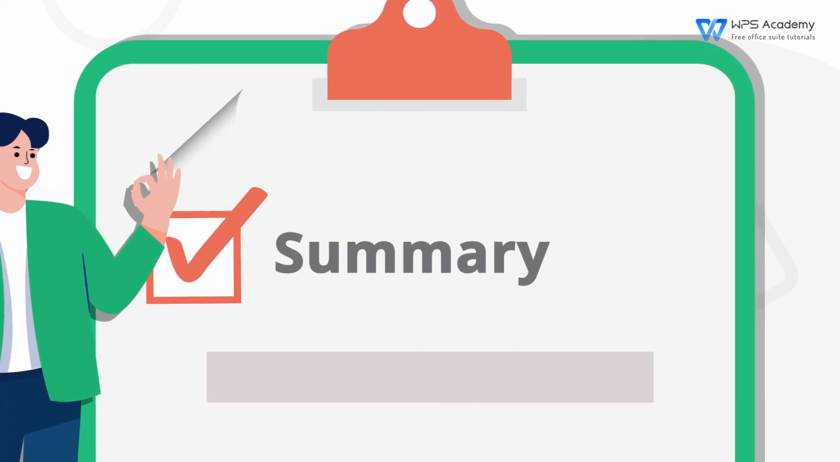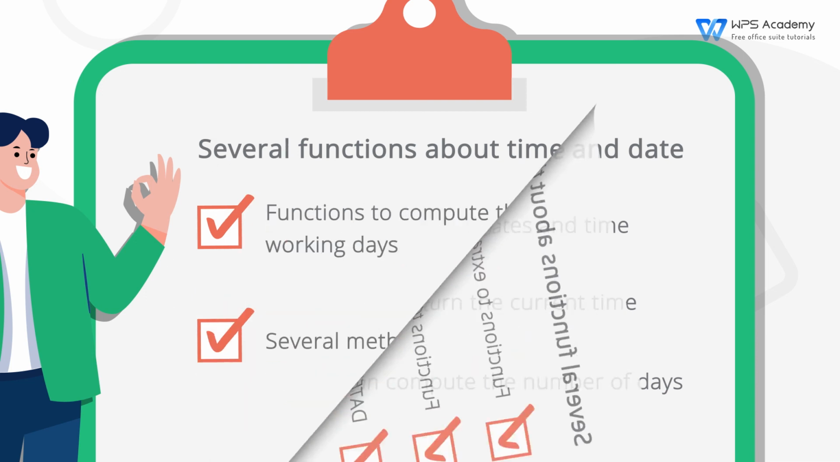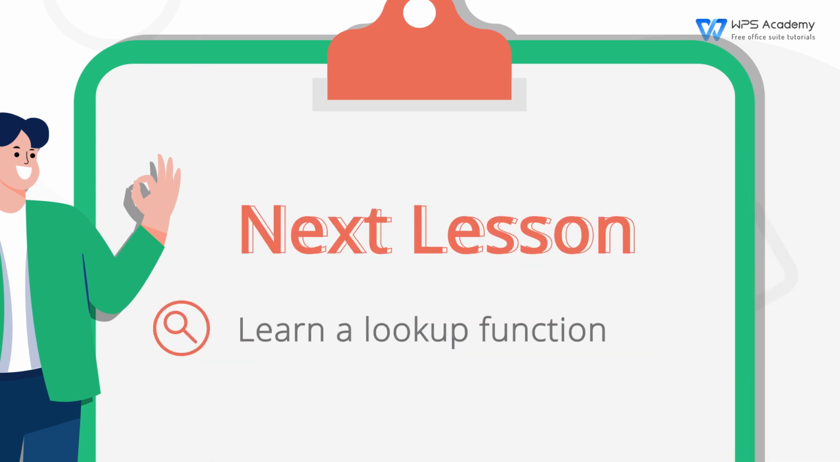In this lesson, we learned several functions about time and date. The YEAR, MONTH, DAY, HOUR, MINUTE, and SECOND functions are used to extract dates and time. The TODAY and NOW functions can return the current date and time. DATEDIF can compute the number of days between two dates by year, month, and day. The NETWORKDAYS and WORKDAY functions can be used to compute the number of working days between two dates. In addition, we have learned several methods for time conversion.